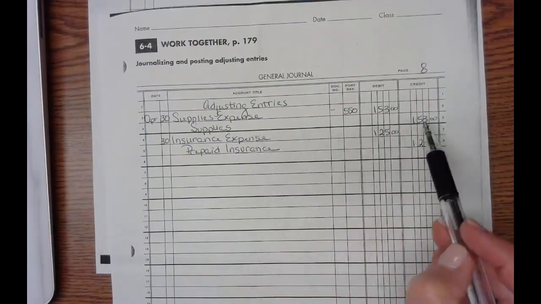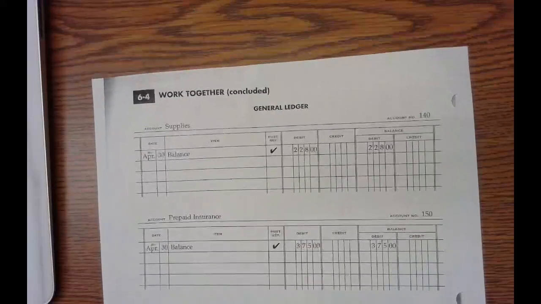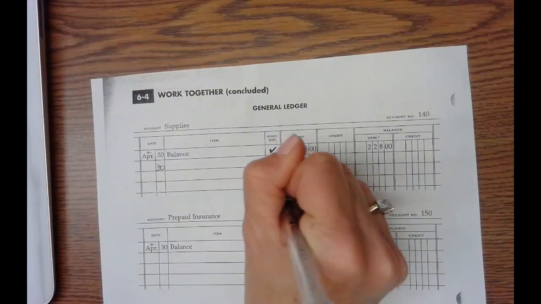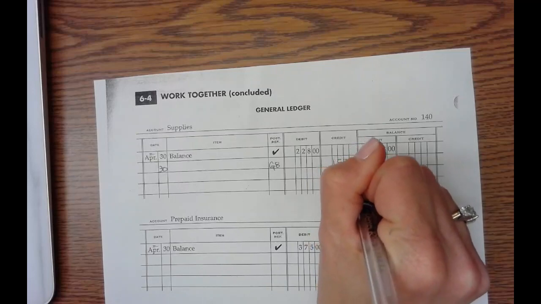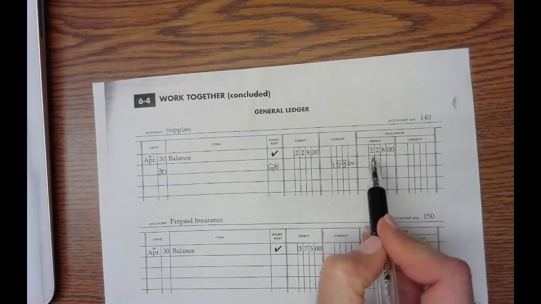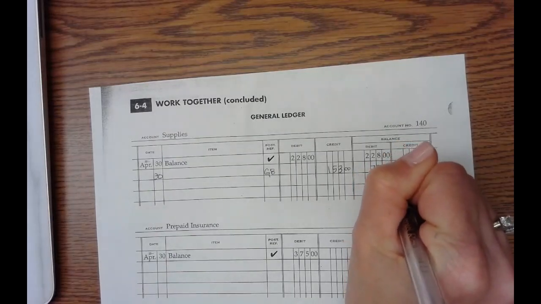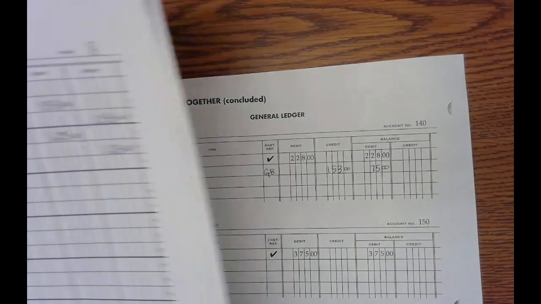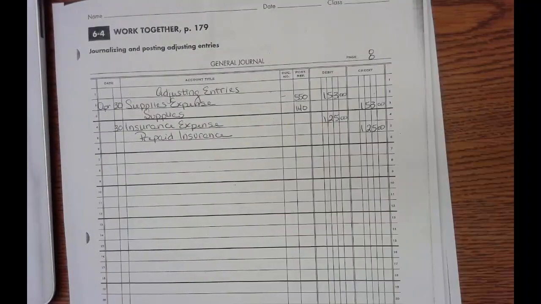I've now got supplies as a credit for $153. So here at the top of the page on April 30th, coming from the general journal, page 8, I have a credit for $153. I had a debit and a credit, so I subtract. My new balance in supplies is $75. I take account number 140, and I'm going to put it back here.